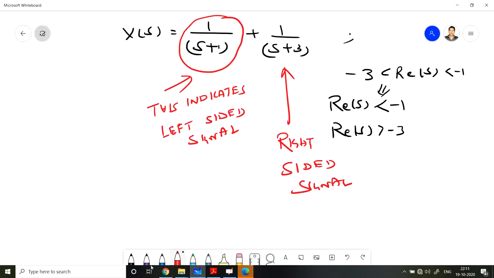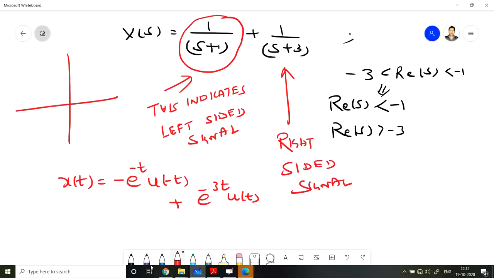So we can write x(t) is equal to, since it is left sided, e raised to the power minus t times u(-t), and since it is right sided, e raised to the power minus 3t times u(t). So we have -1 and -3, and in between these two vertical lines we have the region of convergence.